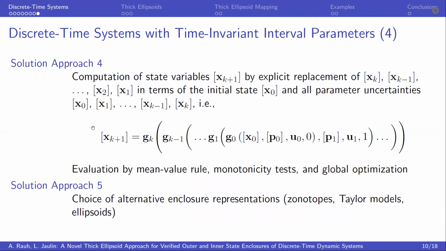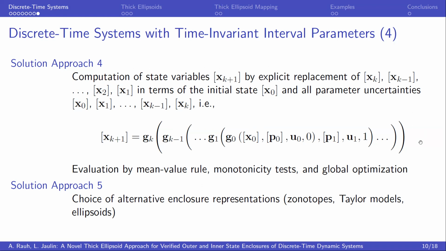Finally, there exist two further solution approaches. One of them would be to reformulate the simulation of the dynamic system model in such a way as to define this iterated evaluation scheme by expressing the solution domain at the time step k plus 1 in terms of the initial state enclosures at the time step k equal to 0, and to apply techniques like mean value form evaluation, monotonicity tests, or even global optimization techniques to this iterated function evaluation.